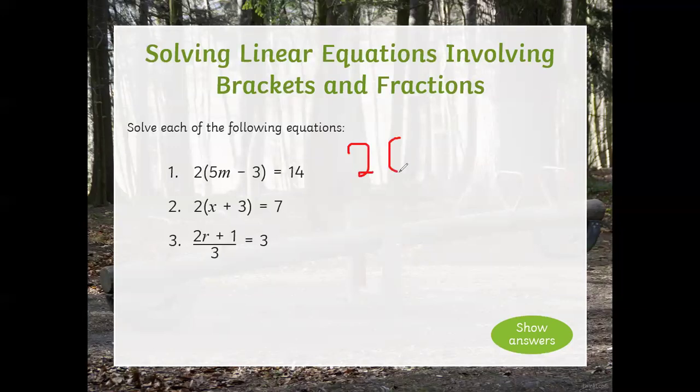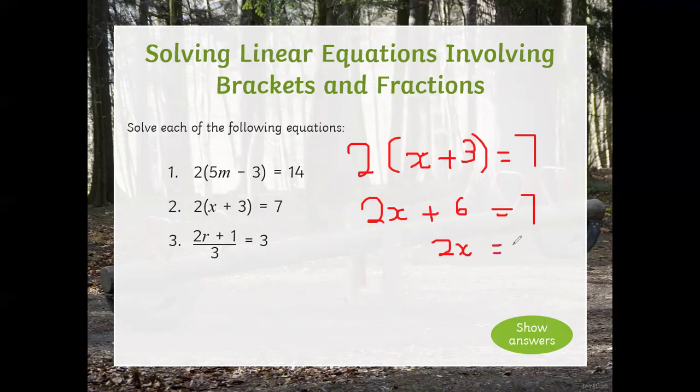Okay, number 2. 2(x plus 3) is equals to 7. So expand the bracket. You will get 2x plus 6 equals to 7. Then you'll have 2x is equivalent to 7 minus 6. And that will be equivalent to 1. So 2x is equivalent to 1. x will be equivalent to divide by 2. So 1 divide by 2 lah. It's half. That's it. Okay?